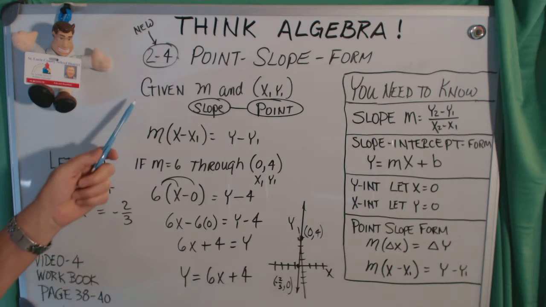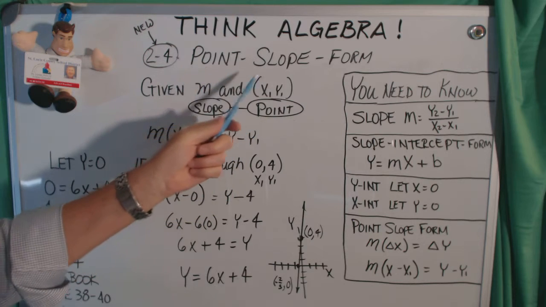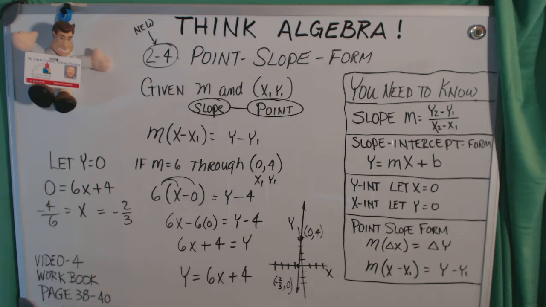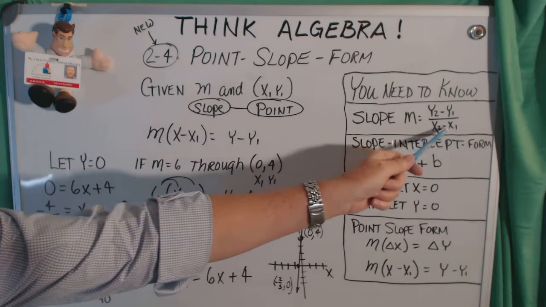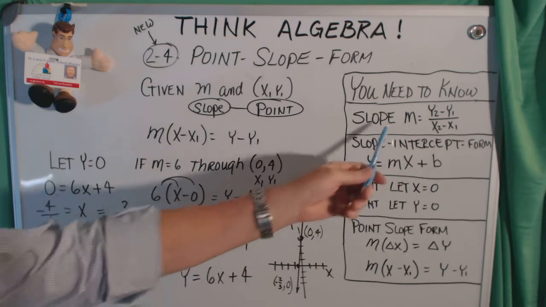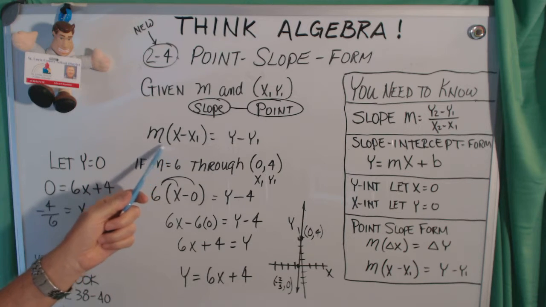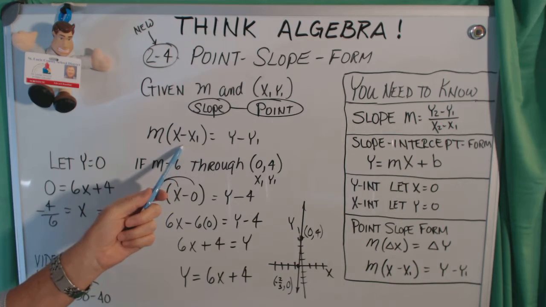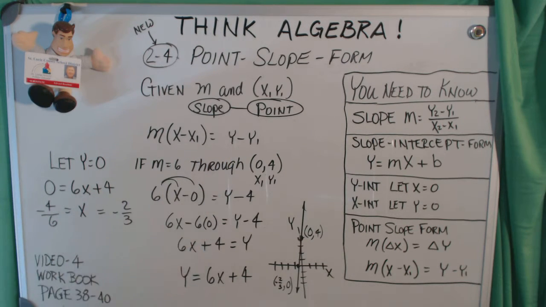Now, if you're just given the slope and a single point, slope and a point, that's where I get this slope point or point slope. I can write the equation simply by taking my slope formula, multiply both sides by x2 minus x1. Everything revolves around this slope. I multiply it across, so I get m, the slope, times the delta x equals the delta y. Remember, I can call this delta y.